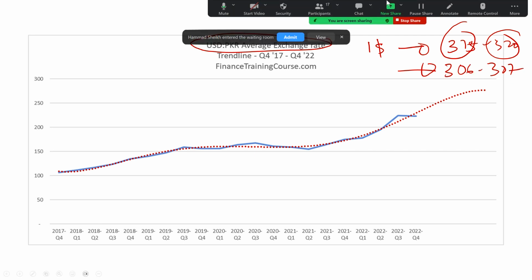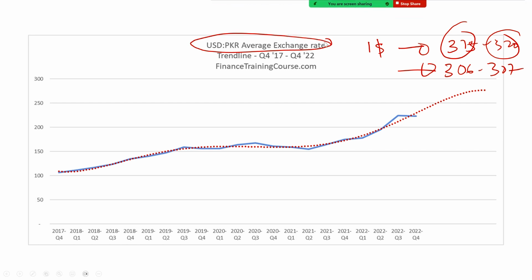Both of these are current rates. What is the historical trend? The historical trend started, if you look at 2017 Q4, at about $100. Then you went to about 2022, and you were at about $150. Then in 2022 Q4, you're at about $222.